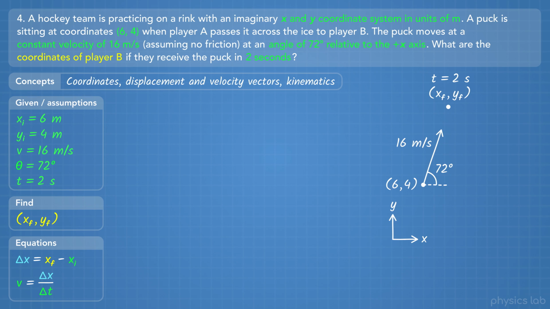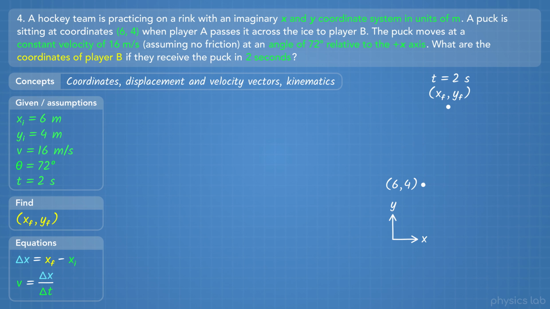So before we dive in, let's talk through how we could solve this. One way is to use the velocity to find the displacement vector of the puck during those 2 seconds, and then find the x and y displacements, which we can add to the puck's initial positions to find the final positions. Another way is to find the x and y velocity components and use those to find the x and y displacements, and then add those to the initial positions. Let's try both ways to see what they look like.